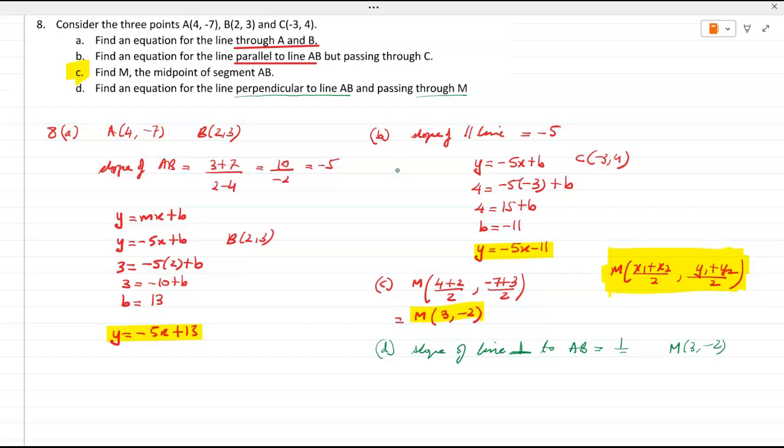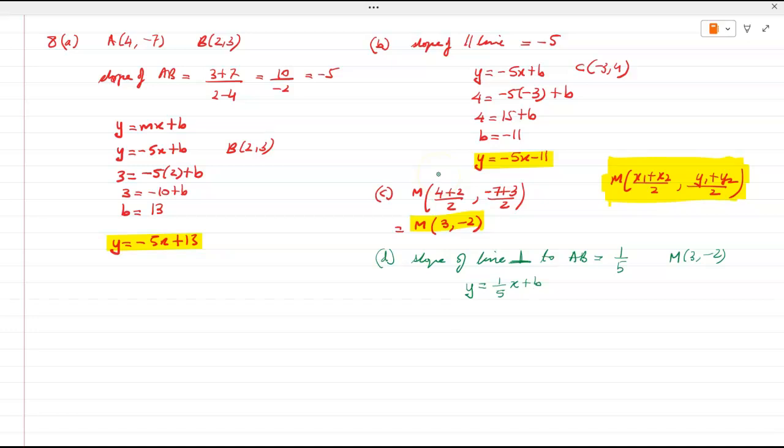Because it says find an equation, so what's the formula of the equation? y is mx plus b, so y is equal to 1/5 x plus b. And then you can use the minus 2 value: minus 2 is equal to 3/5 plus b. So minus 2 minus 3/5 is equal to b. So b is equal to minus 10 minus 3 over 5, minus 13/5. So the equation is y is equal to x over 5 minus 13/5.